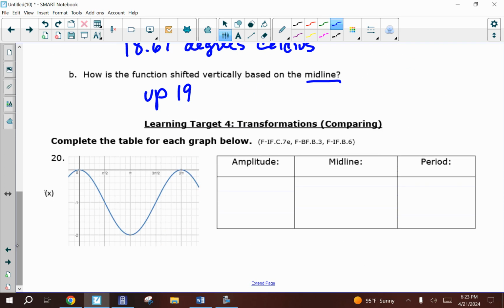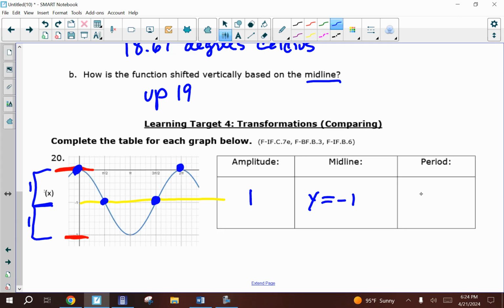Okay, now let's complete the table. It says the amplitude, the midline, and the period. The first thing I'm going to do is mark off the high point and the low point, because that tells me where the midline is. So the midline has to be this line here. My midline is going to be at y equals -1. And then my amplitude, it looks like it goes up 1 and it also goes down 1. So the amplitude is 1. And the period, because this has 2 dots on the midline, that means this is a cosine graph. So it's got to start high and end high. So my period is 2 pi.